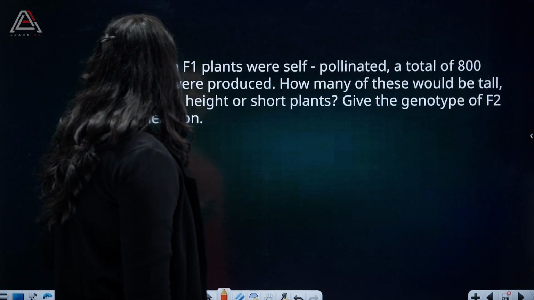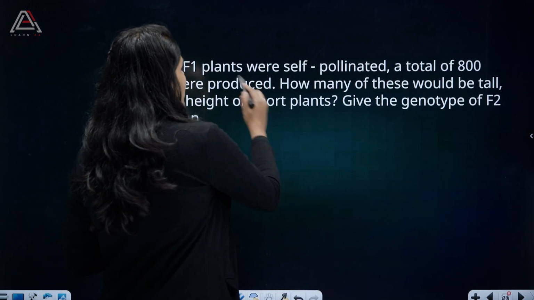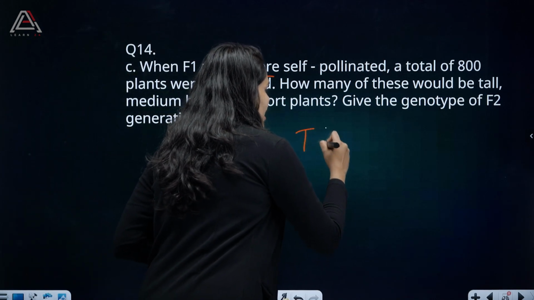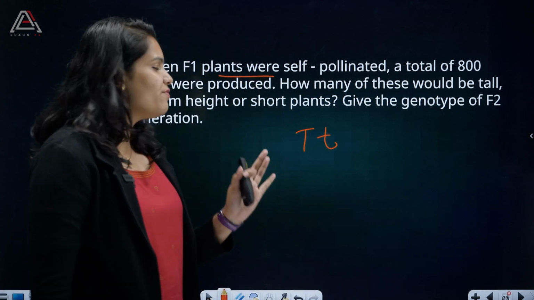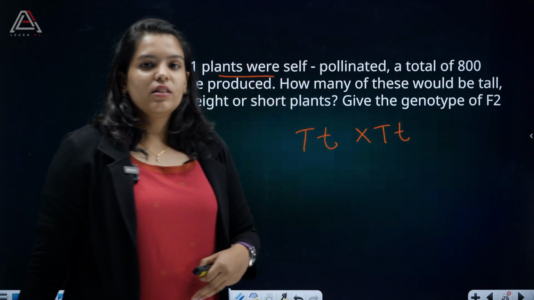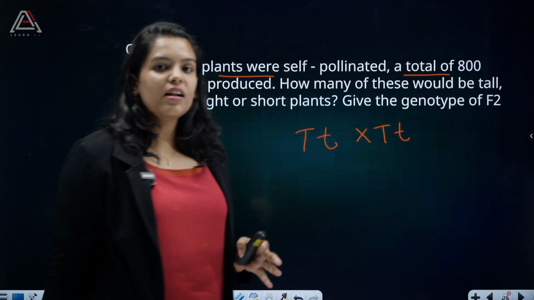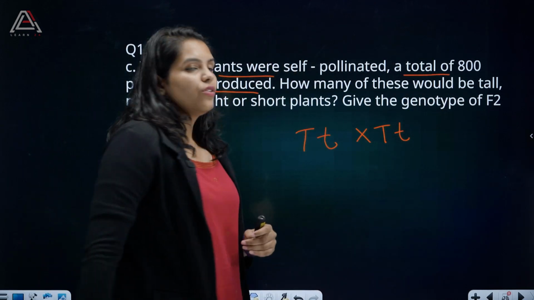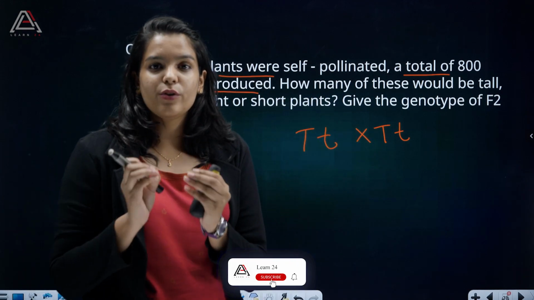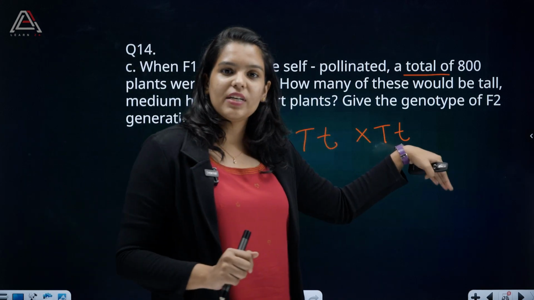Okay, moving on to the C part of this question. Here they are saying that when F1 plants were self-pollinated. What were the F1 plants? Capital T and small t, that is a tall pea plant. If it is self-pollinated with another capital T and small t plant, a total of 800 plants were produced. So here they are mentioning in the question that a total of 800 plants are produced in this cross, that is when a capital T and small t is crossed with a capital T and small t.